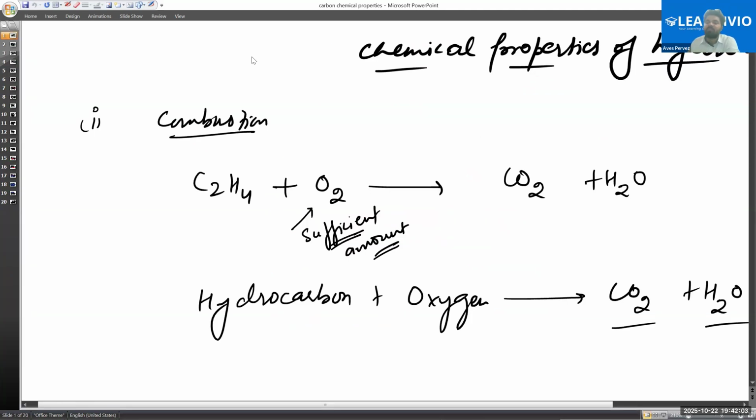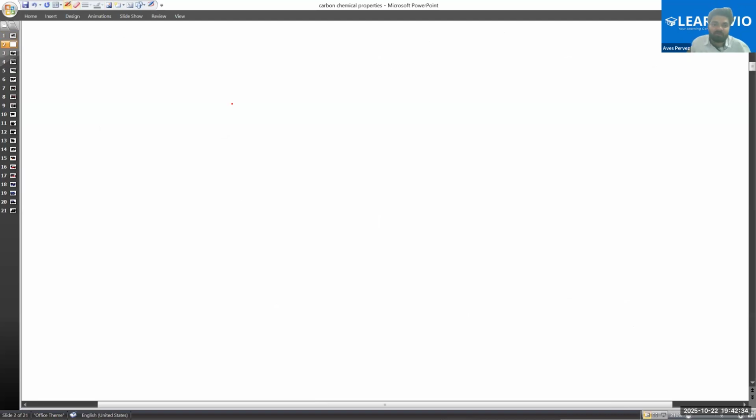Actually, carbon is the first element, if we start doing the electronic configuration of the elements, that has two shells and four electrons in its outermost shell. None other than carbon is going to have four electrons in its outermost shell. Carbon in nature exists in two different forms, carbon 12 and carbon 14. These are the two isotopes of carbon.